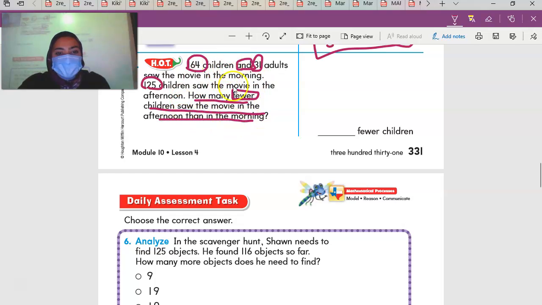So how many children saw it in the afternoon? 125 saw it in the afternoon. It says how many fewer children saw the movie in the afternoon than in the morning? Well, how many saw it in the morning? 164 children saw the movie in the morning. So take away 164. Sorry, 164 goes on top because it's the bigger number. Take away 125.